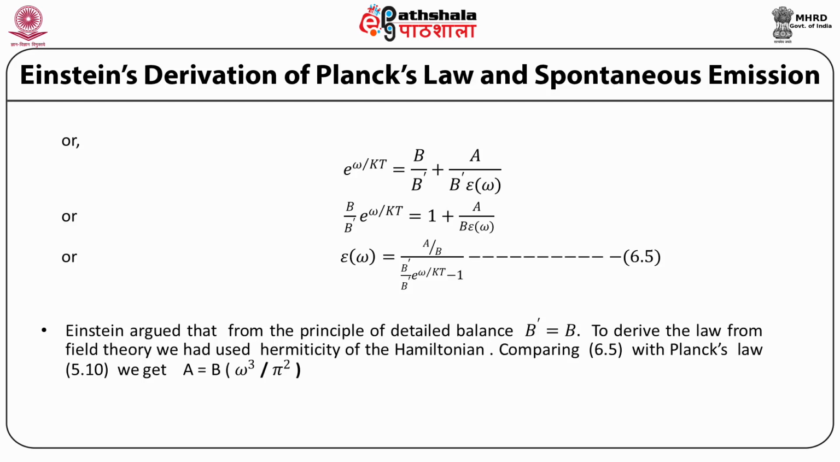Comparing 6.5 with Planck's law 5.10, we get A is equal to B into omega cubed by pi squared. Einstein's derivation was the first time that the whole idea of spontaneous emission was identified by him and was used in deriving the Planck's law. Bose's derivation of Planck's law.